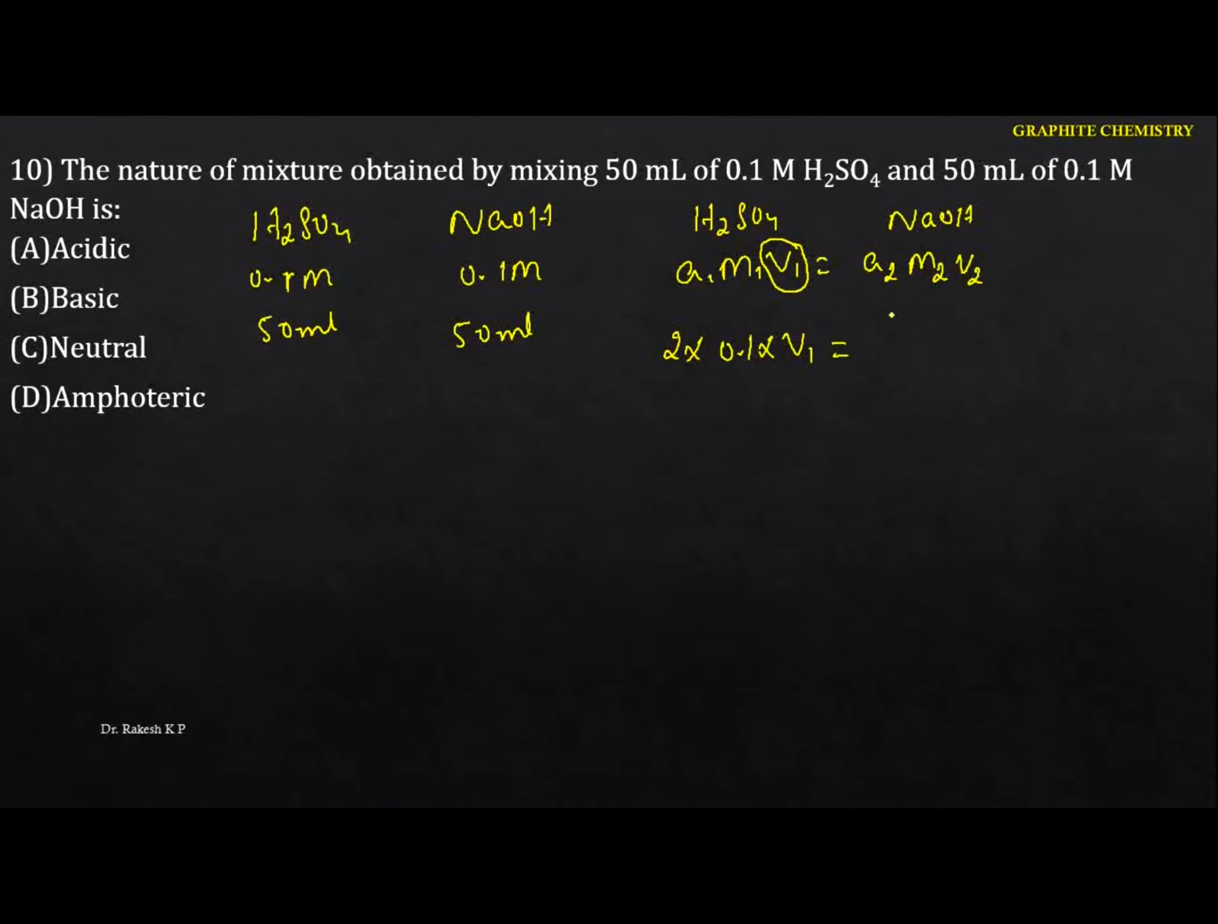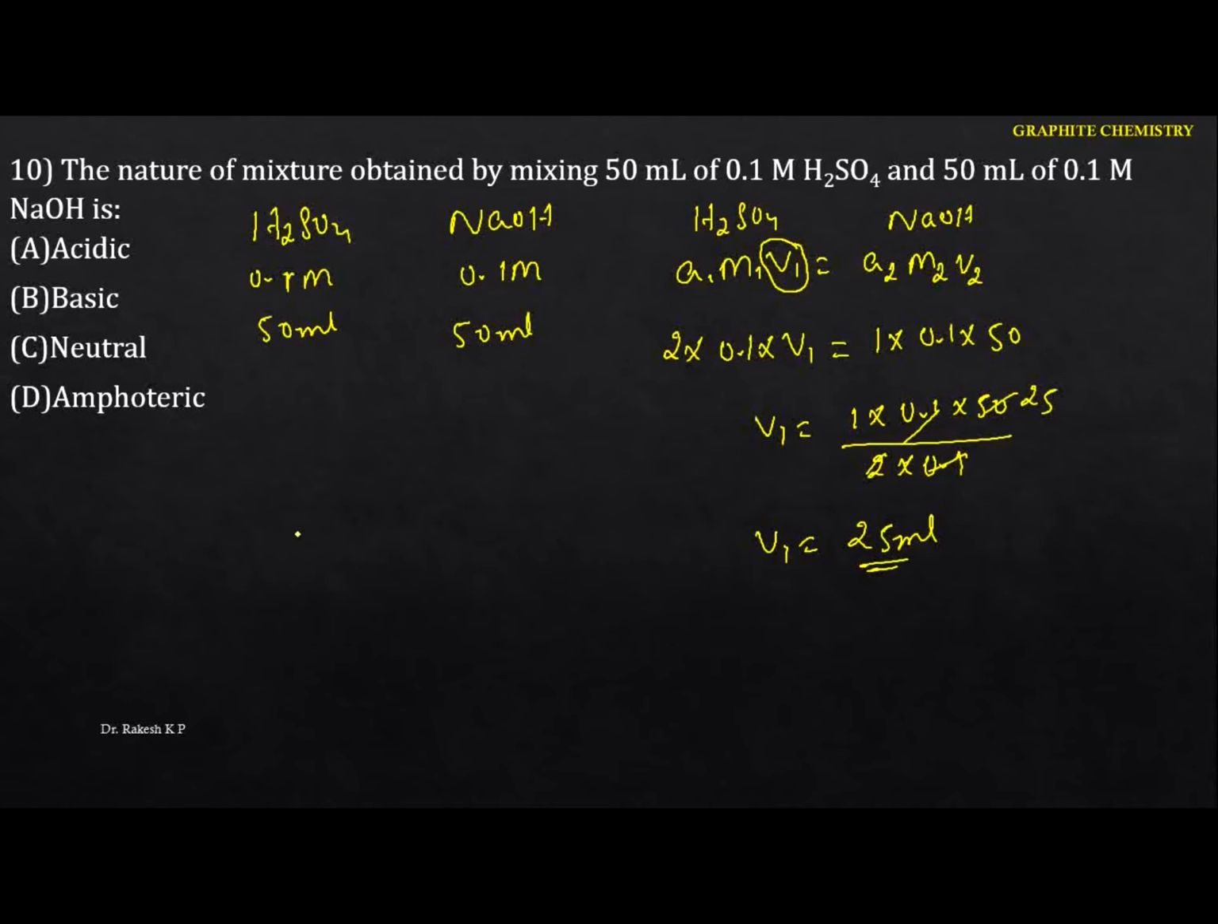Now see this one. The acidity of the sodium hydroxide is 1, the concentration is 0.1, and the volume given is 50. So V1 equals 1 into 0.1 into 50 divided by 2 into 0.1. The 0.1 cancels, so this will be 25. That means out of 50 ml of sulfuric acid, only 25 ml is reacted with the sodium hydroxide.